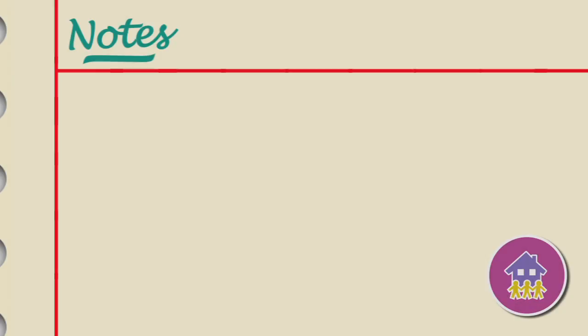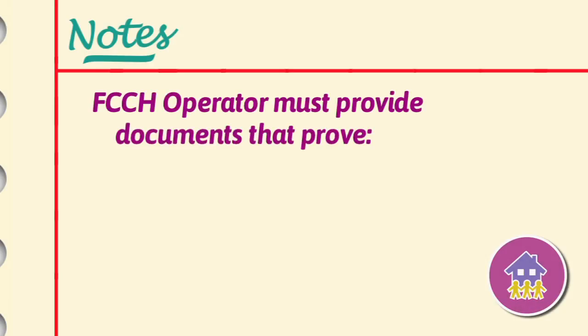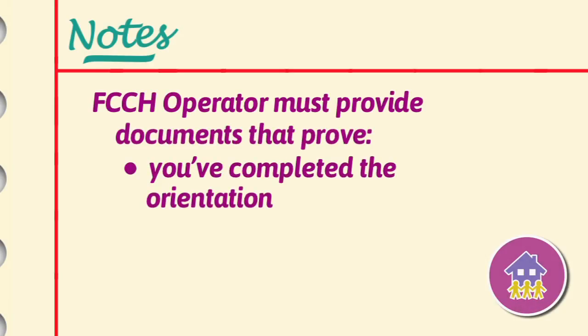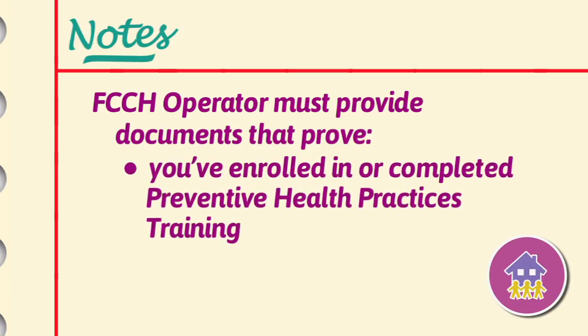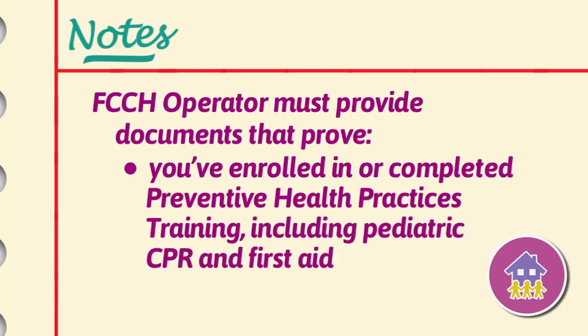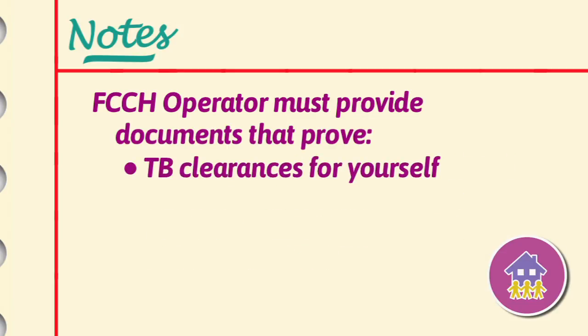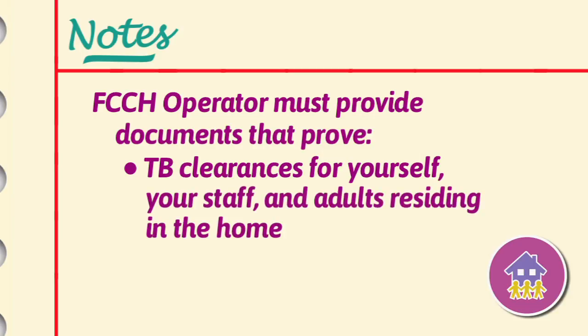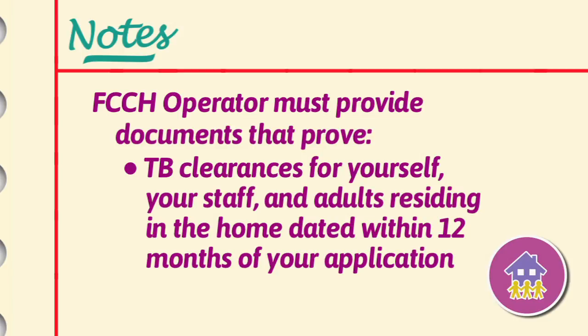There's more detailed information about several of the forms and the information they require in other videos in this series. You'll also need to provide documents that prove you've completed the orientation, prove that you've enrolled in or completed preventive health practices training, including pediatric CPR and first aid. And you'll need copies of TB clearances for yourself, staff, and adults residing in the home, dated within 12 months of your application.